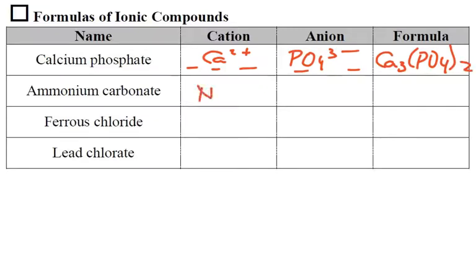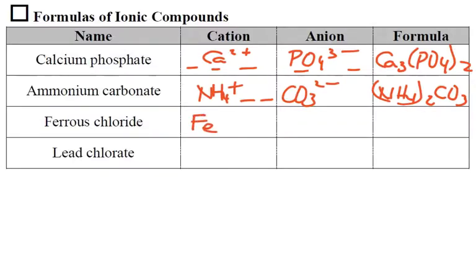Okay, ammonium we know is NH4 with a plus charge. Carbonate is CO3 with a 2- charge because we memorize. So we're going to need 2 of these ammoniums to make it work. So we say (NH4)2CO3. We need parentheses on the ammonium, and we don't need them on the carbonate because we only need 1. Ferrous, we have to memorize, is Fe2+. Chloride is Cl-. So we're going to need 2 chlorides with our ferrous, so FeCl2, no parentheses.